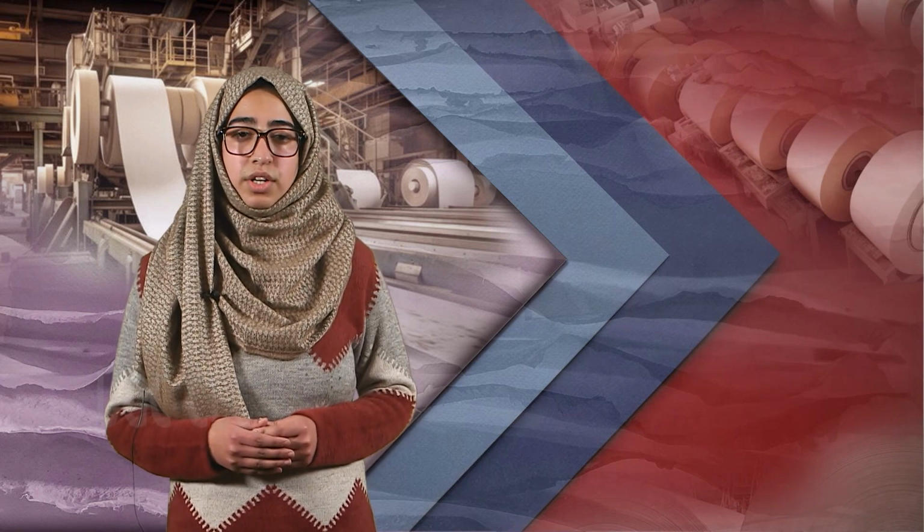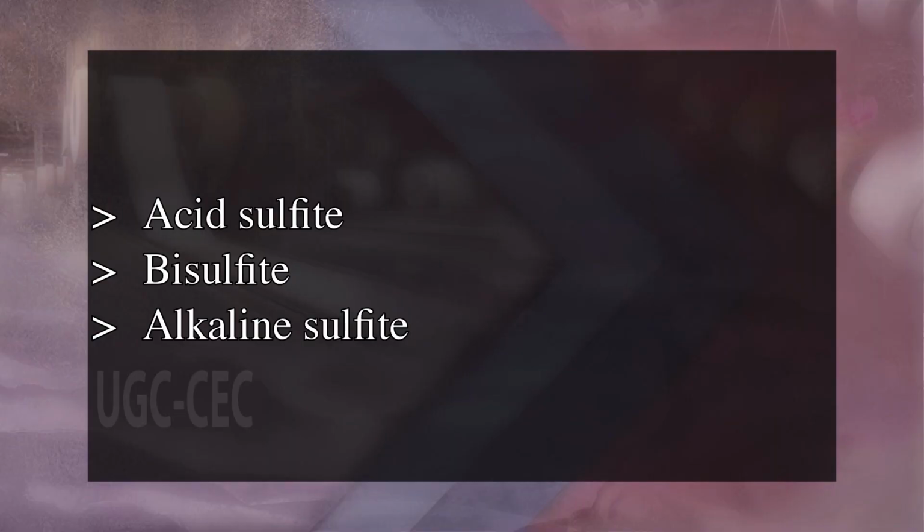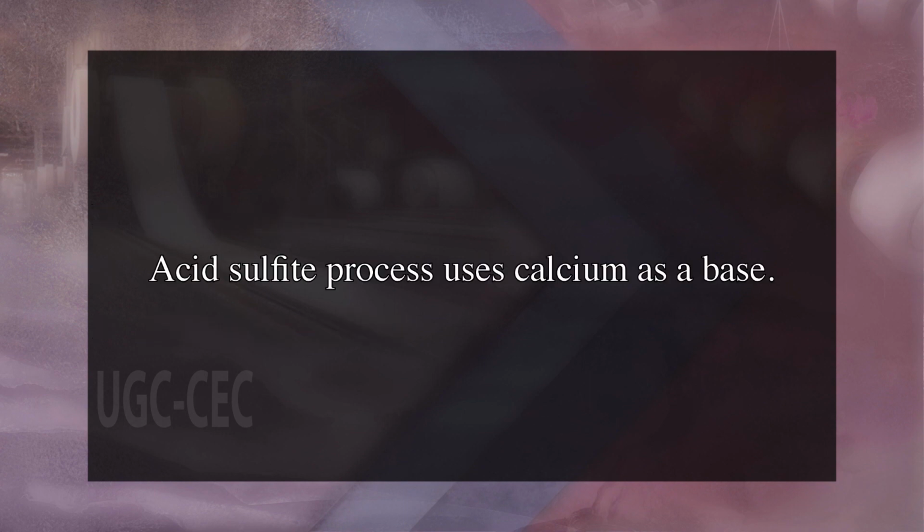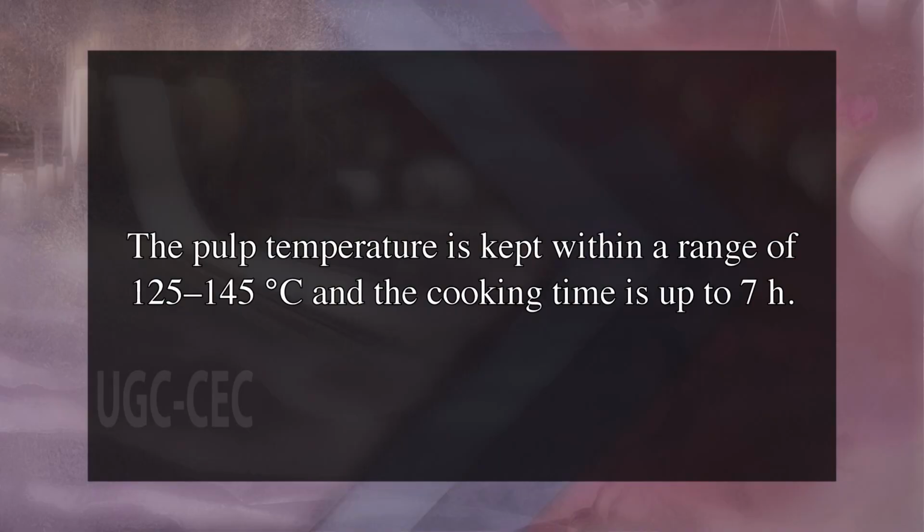Sulfite pulping processes are distinguished into three categories according to their pH, that is, acid sulfite, bisulfite, and alkaline sulfite. The acid sulfite process uses calcium as a base. Acid sulfite cooking is carried out using a strongly acidic cooking liquor to avoid liming up conditions in the cooking digester. The pulp temperature is kept within a range of 125 to 145 degrees Celsius and the cooking time is up to 7 hours. Due to the acid digestion conditions, the resulting pulp is weaker and has low hemicellulose content.